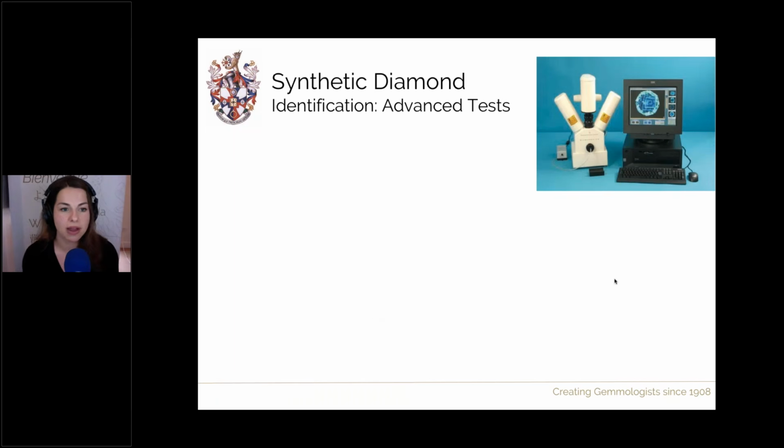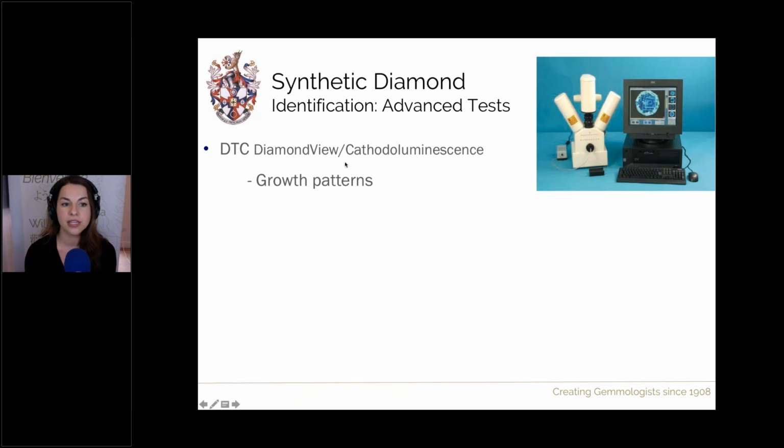More advanced tests are out there, most of which have been created specifically for this distinction between natural and synthetic diamonds. We have the DTC Diamond View. There's another machine or test called cathodoluminescence that does a similar thing. This machine looks at growth patterns within the stone. From what we looked at earlier with the crystals, depending on how the stones grew, we can look at these different patterns and separate out whether they're natural, HPHT synthetic, or CVD.